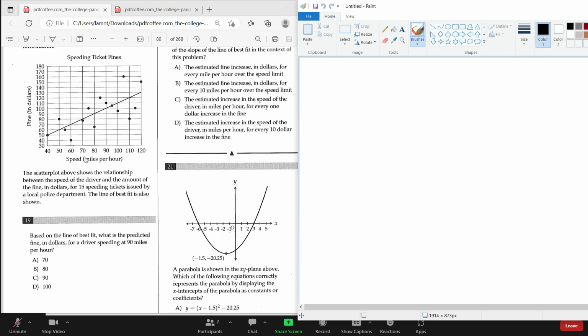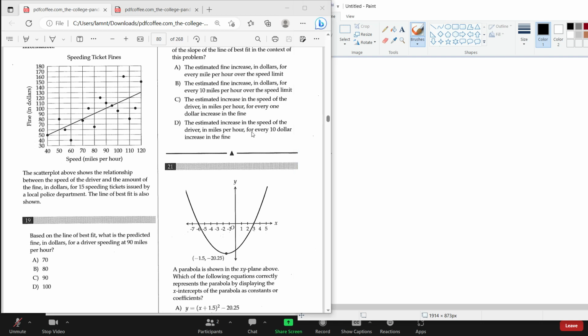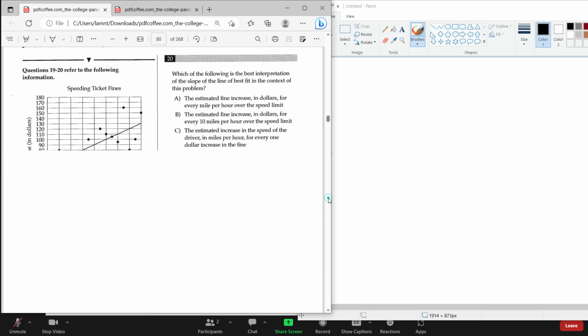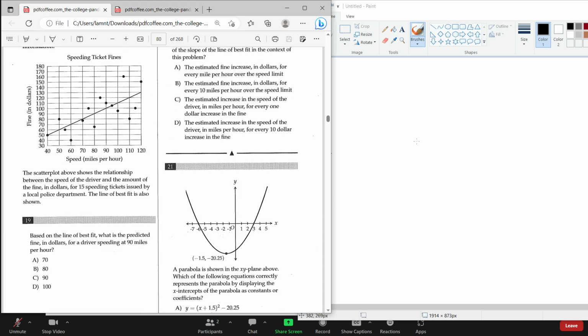Alright, so welcome back to the SAT Math. This time let's finish practice test number 5, section 4, and we're gonna do from number 19 to number 21.